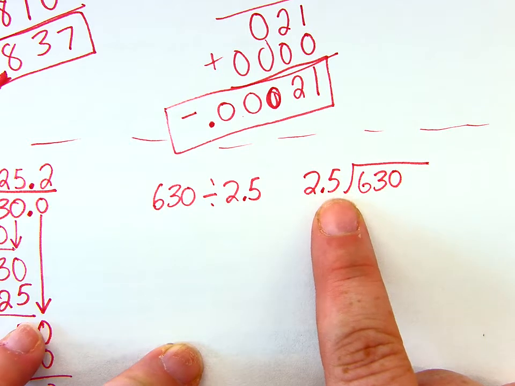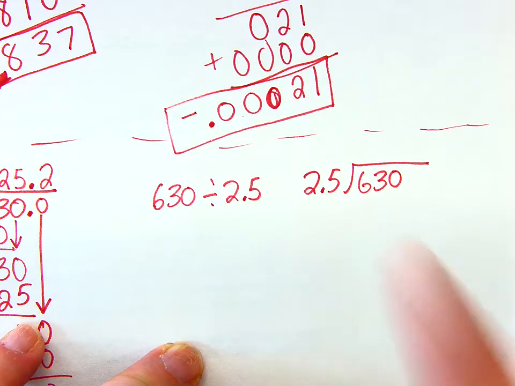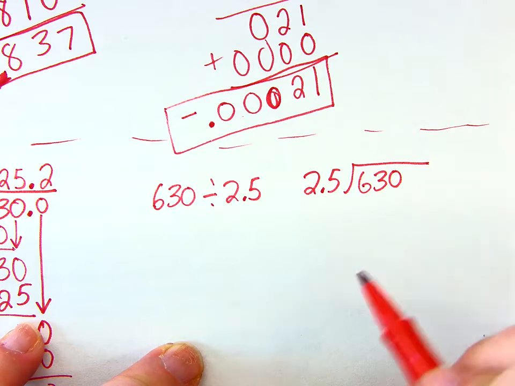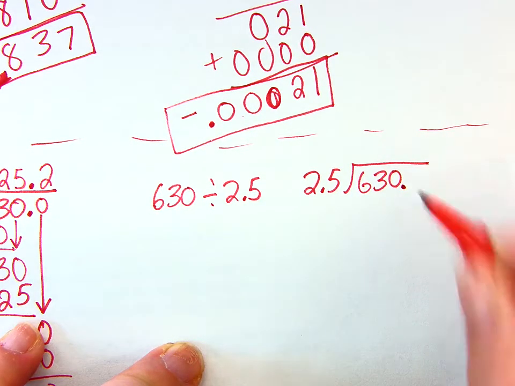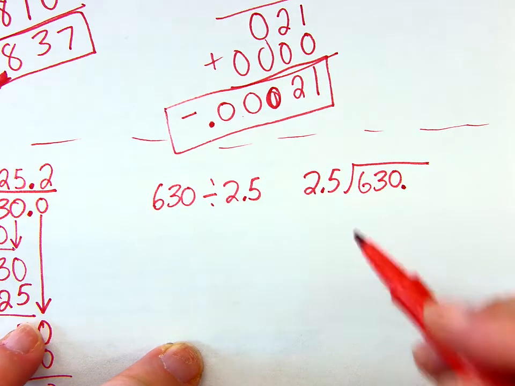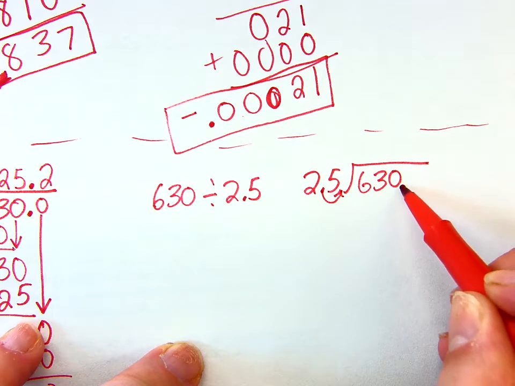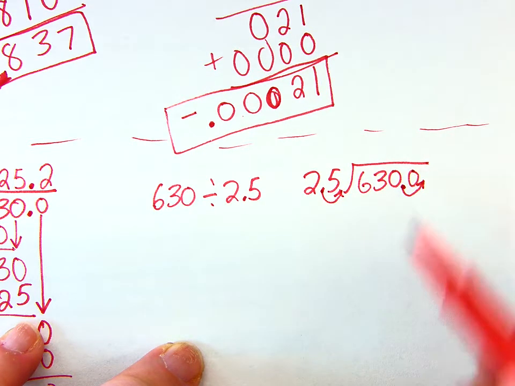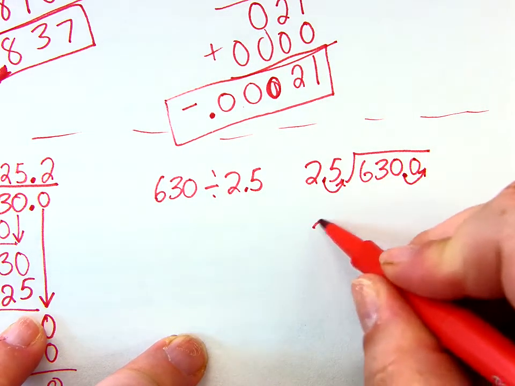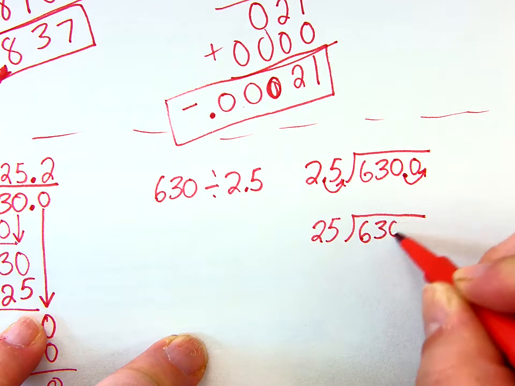You're allowed to do that as long as you do the same thing on the inside. Where's the decimal in the number 630? It's always at the end of the number. So if I move this decimal place over 1, I just have to do the same thing here, which means I need to add in what right here? A 0. So it's really the same problem as doing 25 divided into 6,300.